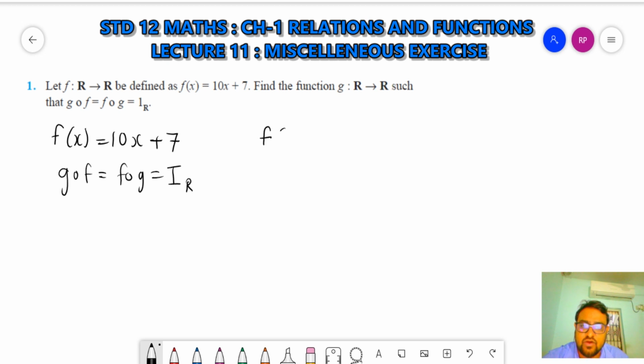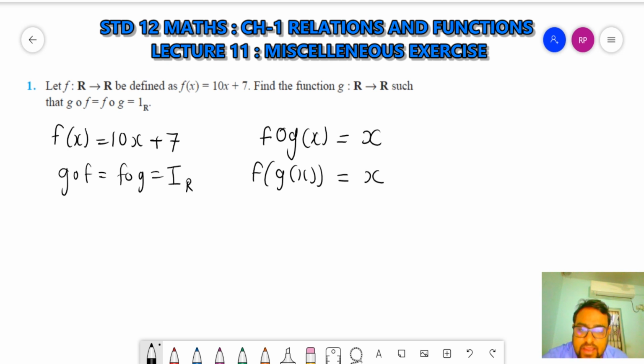So I will write it down. (f o g)(x) is equal to the identity function, that is equal to x. So when I solve it, f(g(x)) is equal to x. Now see here, we will take this function f. f(x) is 10x + 7, so we will assume this as x. It will be 10, instead of x I am putting a bracket, plus 7, that is equal to x.